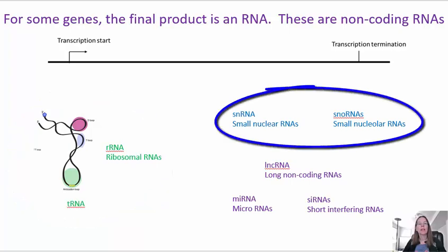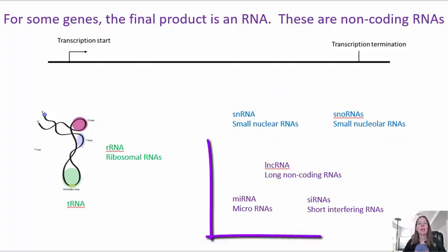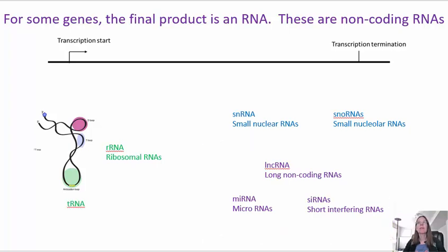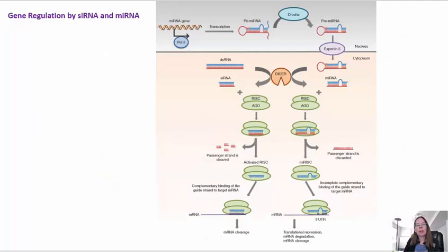Small nuclear RNAs and small nucleolar RNAs are involved in RNA processing and modification, and long non-coding RNAs, microRNAs, miRNAs, and siRNAs, short interfering RNAs, are some examples of RNAs involved in gene regulation. Now we'll look more closely at the mechanism of gene regulation by miRNAs and siRNAs.